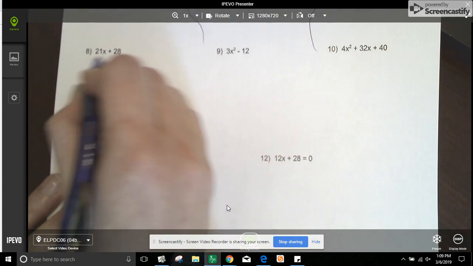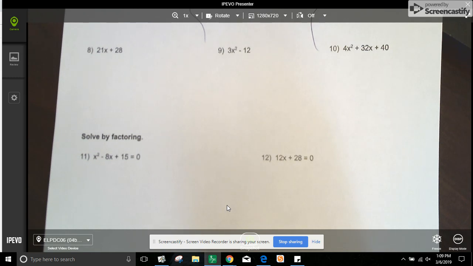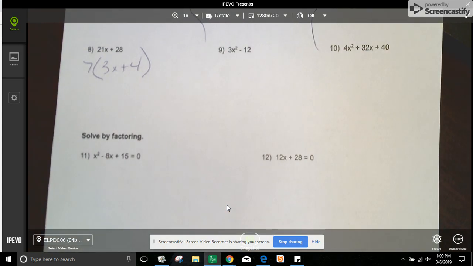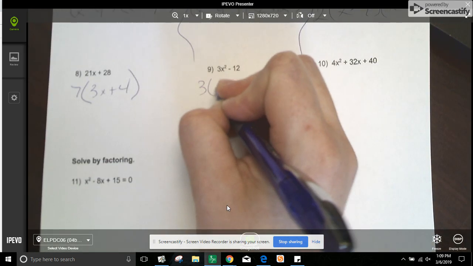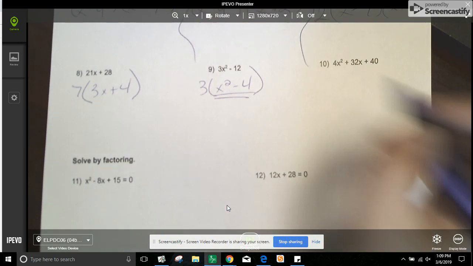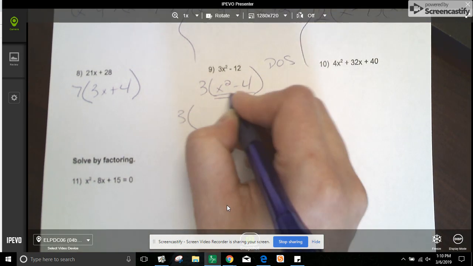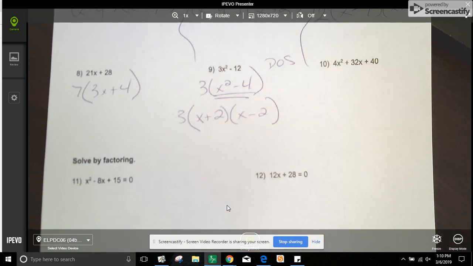For number 8, this is just a GCF problem. If it's a binomial, check for a GCF. So the GCF of 21 and 28 is 7. So this will become 3x plus 4. If it's not a trinomial, that's it. You just factor out a GCF, you're done. For number 9, I have a GCF, so 3. And then once I pull the GCF out, this is that difference of squares formula. For difference of squares, it is square root, plus, minus. So x plus 2, x minus 2.